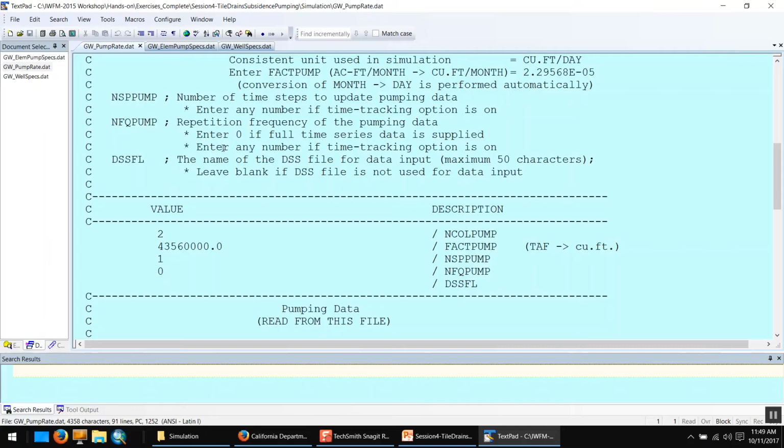The spreadsheet says that it's in 1,000 acre-feet per month, right? Where is that accounted for? The month part is in the data itself. We are giving it month by month, so it knows it from there. Okay. So it knows that it is.